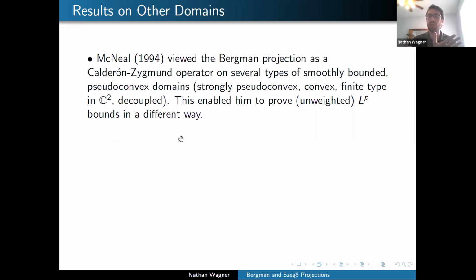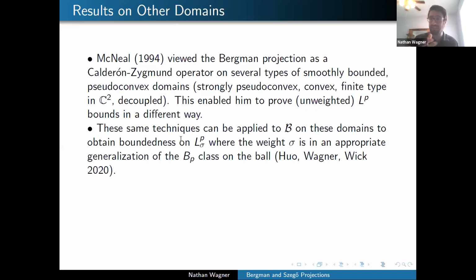The way that we first talked about with the ball, with Rudin and Forelli, used Schur's test. But this is a different way, using singular integral theory. It turns out you can take that same singular integral theory that McNeal developed and marry it with the work Békollé and others did on the ball with weights, and prove the weighted boundedness of the Bergman projection when the weight is an appropriate generalization of the BP class on the ball. This was done by myself, Brett Wick, and Zhenghui Huo at the University of Toledo.